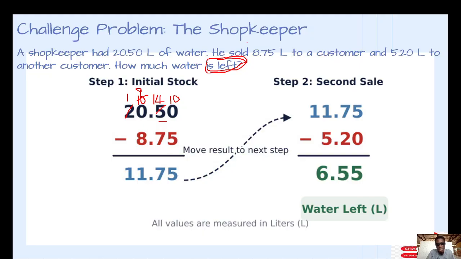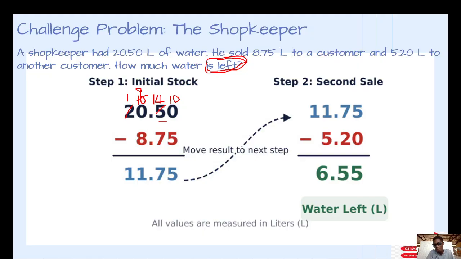That is when you subtract the first cell. So now that you have 11.75 as the balance of water or liters of water remaining, you now move on to subtract the second cell, which is 5.20 liters from the 11.75 that is left. So you write your 11.75 and then you subtract it from 5.20. So you align it correctly with your decimal point at the center, then you begin your subtraction.